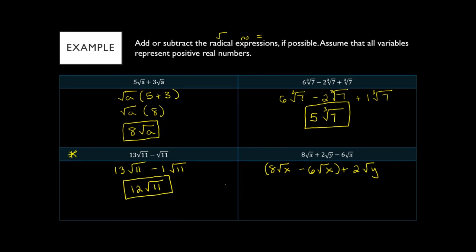So you're going to have 8 minus 6, which is 2. So we get 2 times the square root of x plus 2 times the square root of y. But these are not like terms because one has a radicand of x, the other one has a radicand of y. So you can't combine those. And if you can't combine them, you leave them separate. It's like if we were doing 8x plus 2y minus 6x. Your final answer is going to have both x and y in it because those are not like terms. So sometimes you can't combine these all the way and you're stuck with multiple terms, but you do try to combine as much as possible.